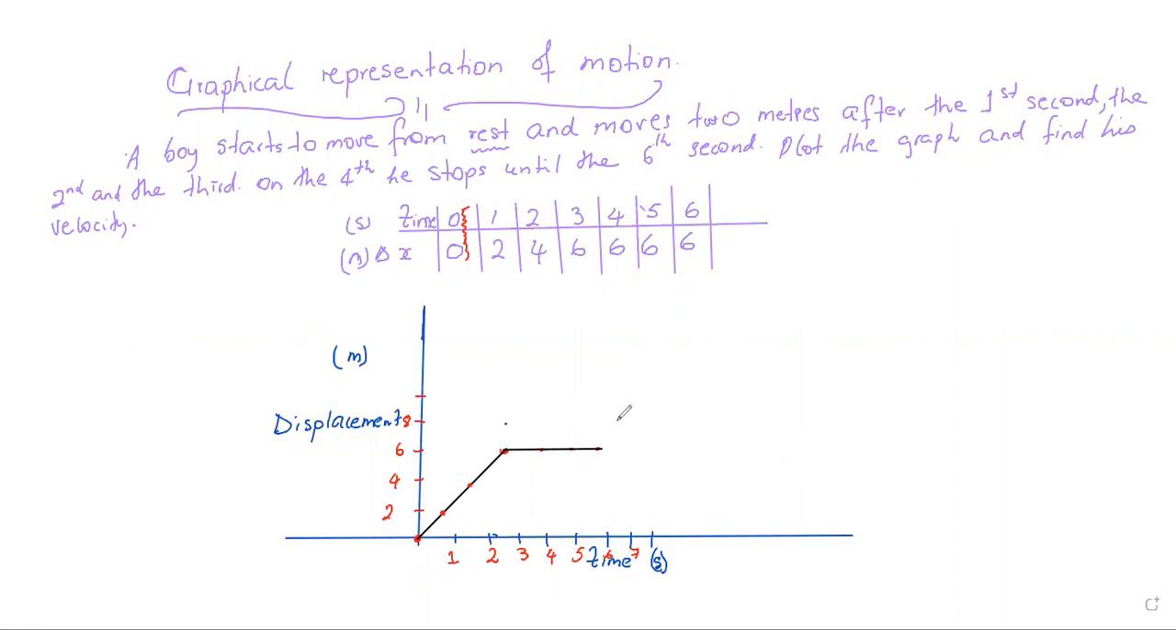Now, we can say that at 3 seconds, the guy has moved 6 meters. At 4 seconds, still find him at 6. At 5, you still find him at 6. This means that the guy here was stationary. We can analyze and say the boy was stationary here. And here the boy was moving.